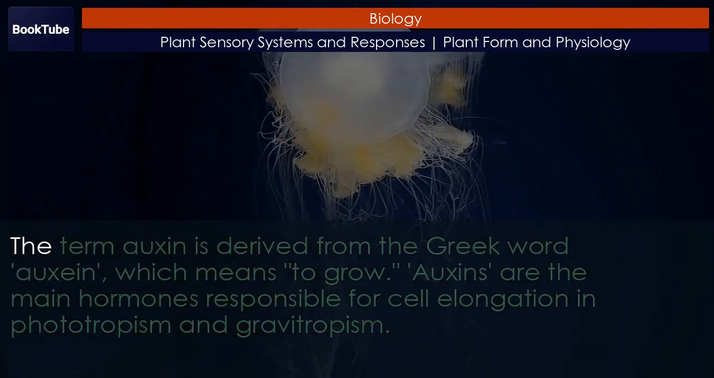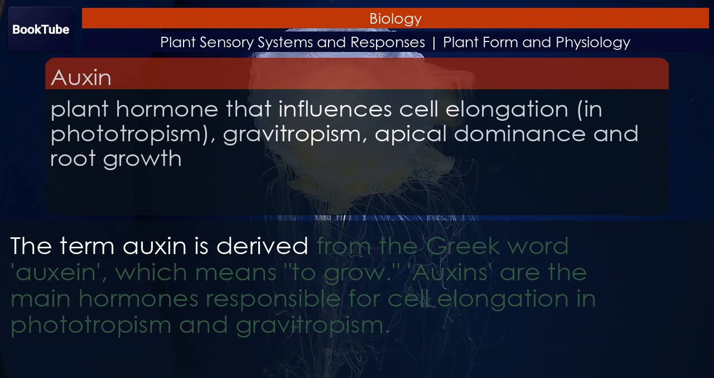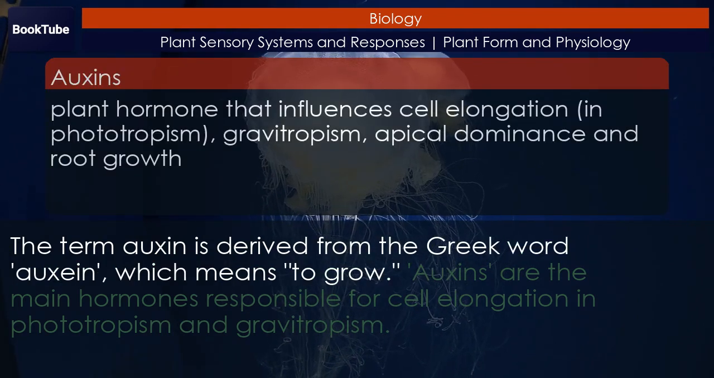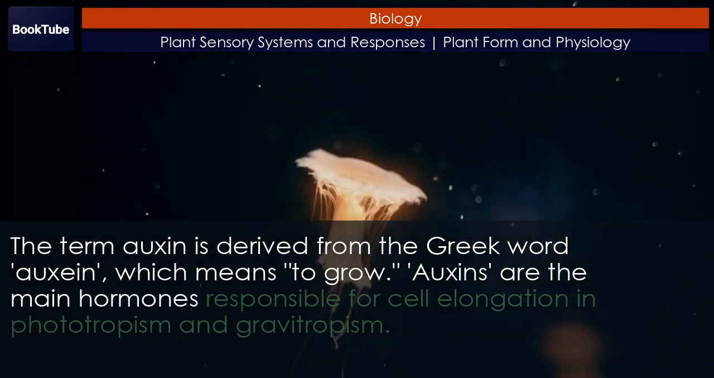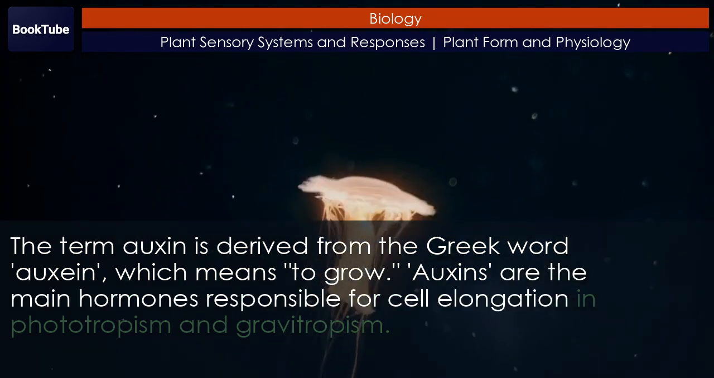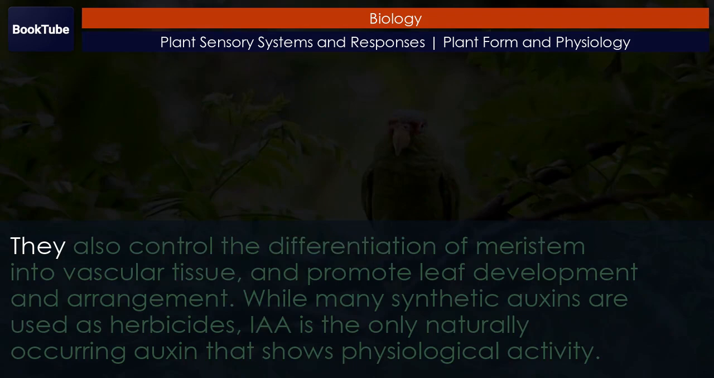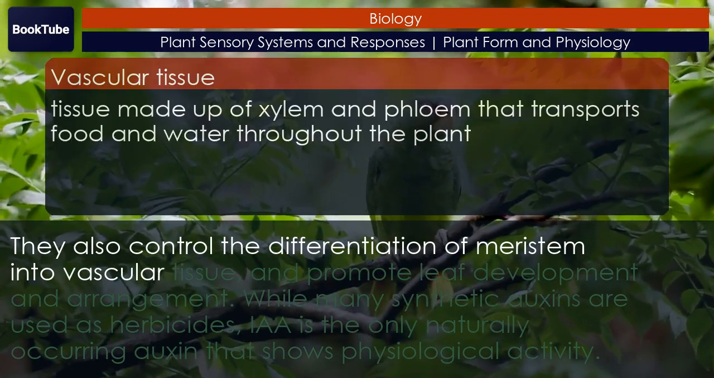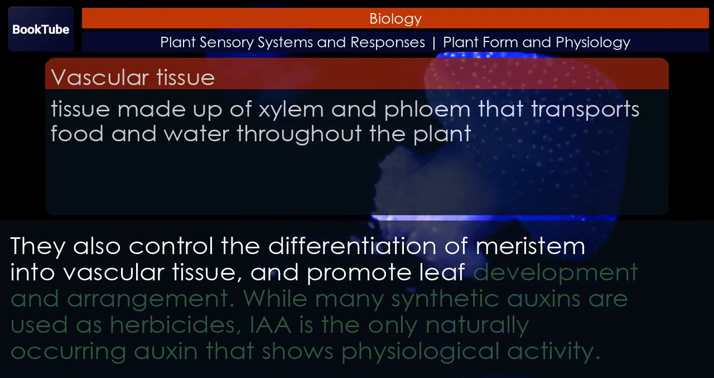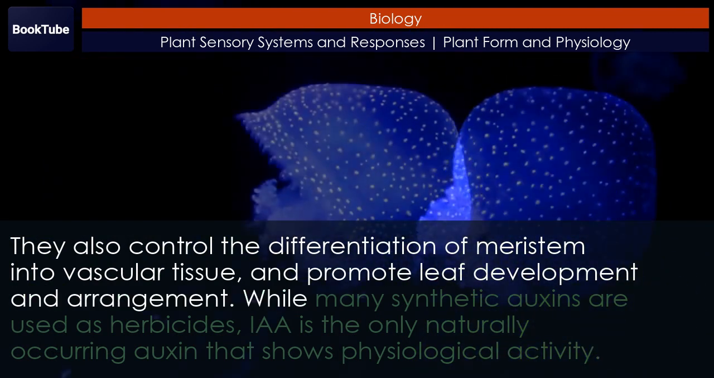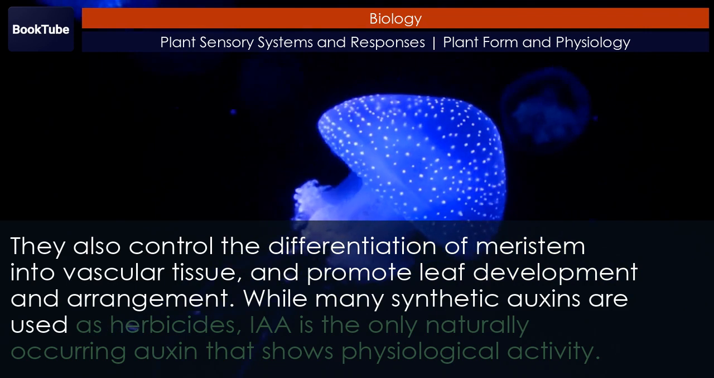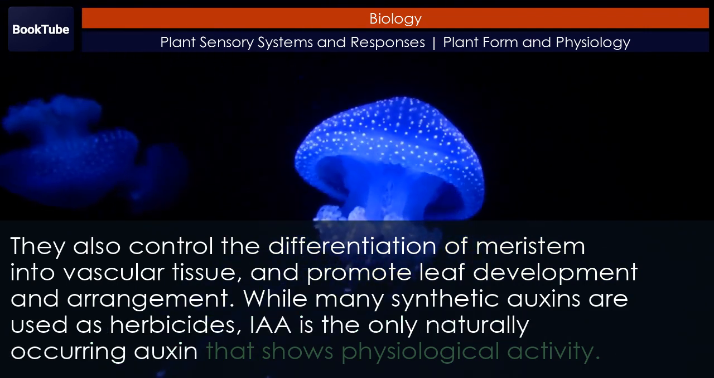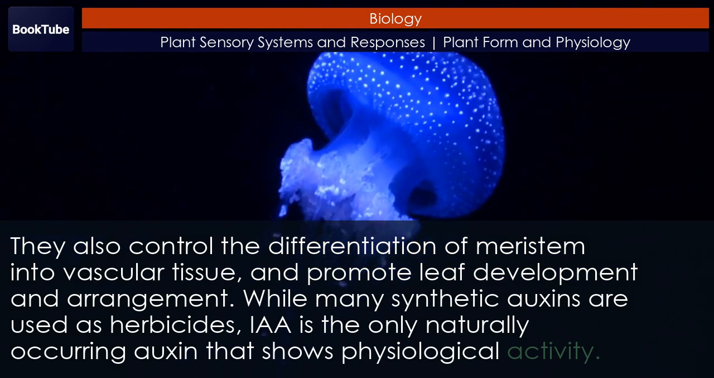Auxins. The term auxin is derived from the Greek word auxein, which means to grow. Auxins are the main hormones responsible for cell elongation in phototropism and gravitropism. They also control the differentiation of meristem into vascular tissue and promote leaf development and arrangement. While many synthetic auxins are used as herbicides, IAA is the only naturally occurring auxin that shows physiological activity.